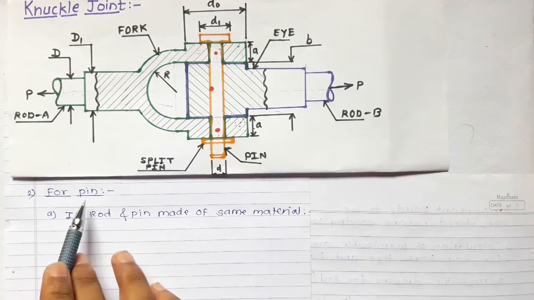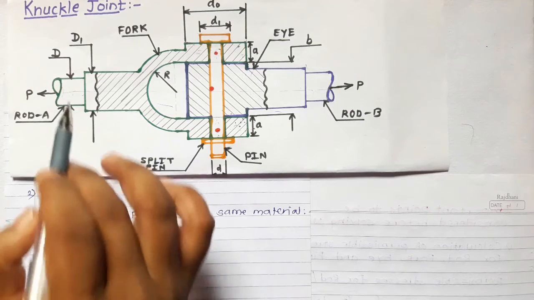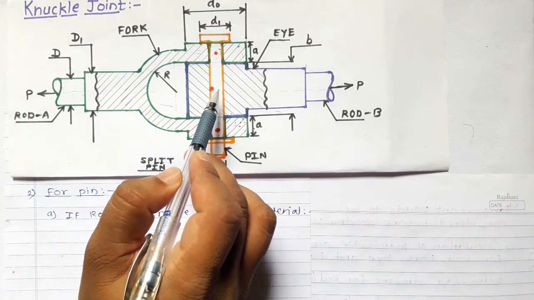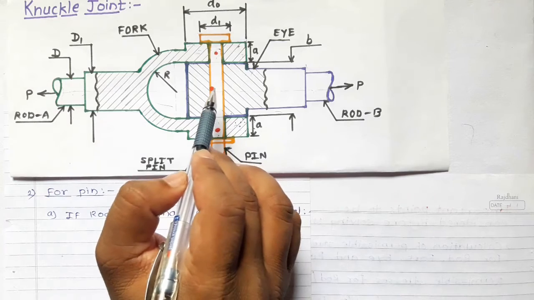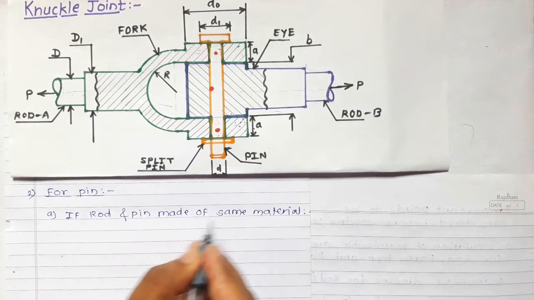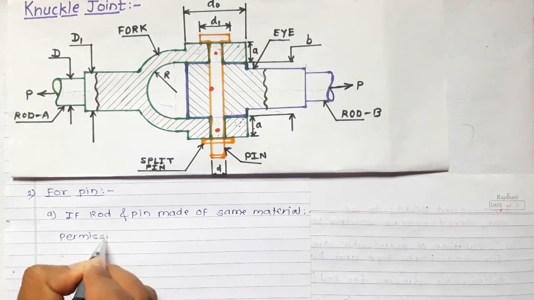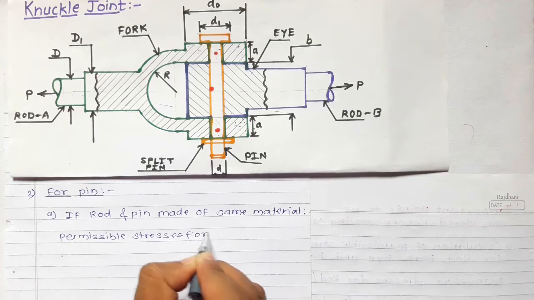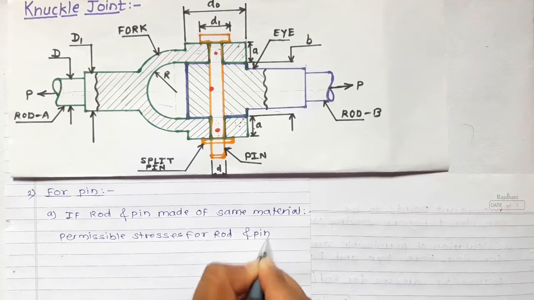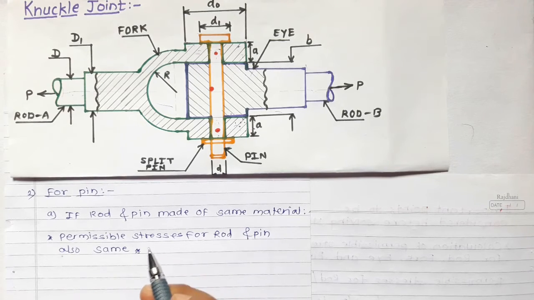Now consider the pin. This is a pin in this knuckle joint, but if the rod and pin are made up of the same material, then we can use the permissible stresses calculated for rod the same for pin. So that means we can write, if the material of rod and pin is the same, then the permissible stresses for rod and pin are also the same. That means we don't have to calculate different permissible stresses for rod and differently for pin if the material is the same.